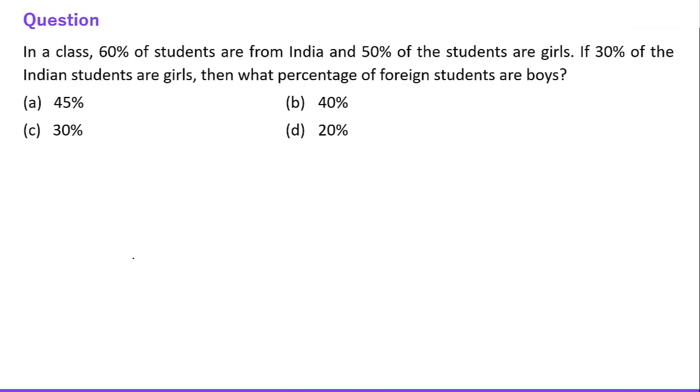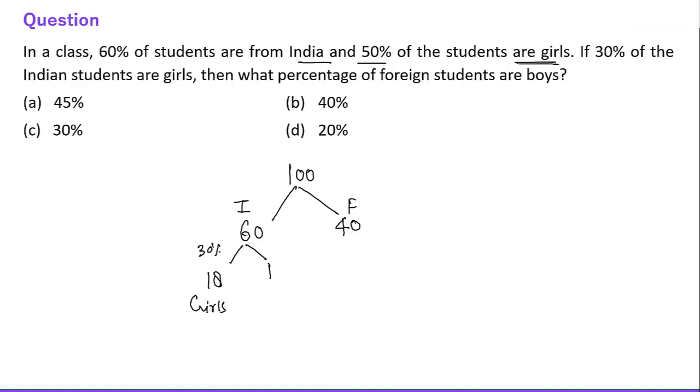Now the next question is, in a class, 60% of the students are from India and 50% of the students are girls. Okay, so let's say there are 100 students in the class. 60% so 60 are from India. Then 40 are, let's say, foreigners. And 50% students are girls. Okay, 50 are girls. If 30% of the Indian students are girls, so 30% of 60, this is 18. So 18 are girls. Then 42 are boys.